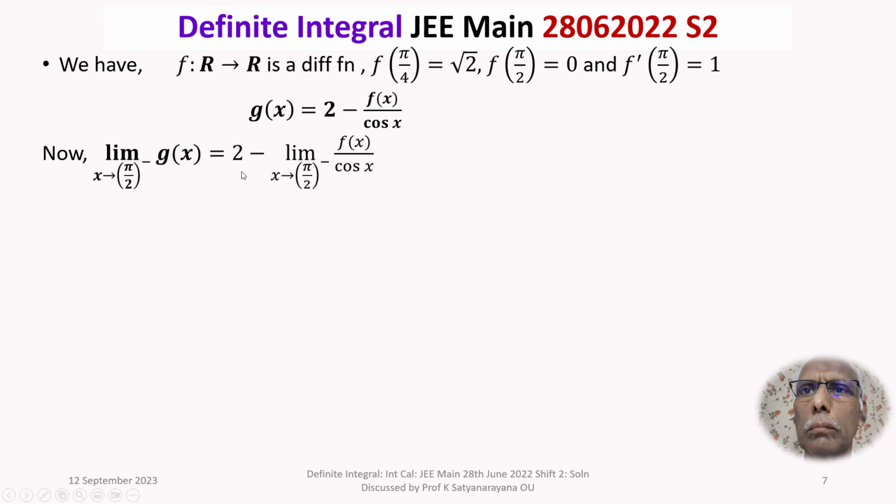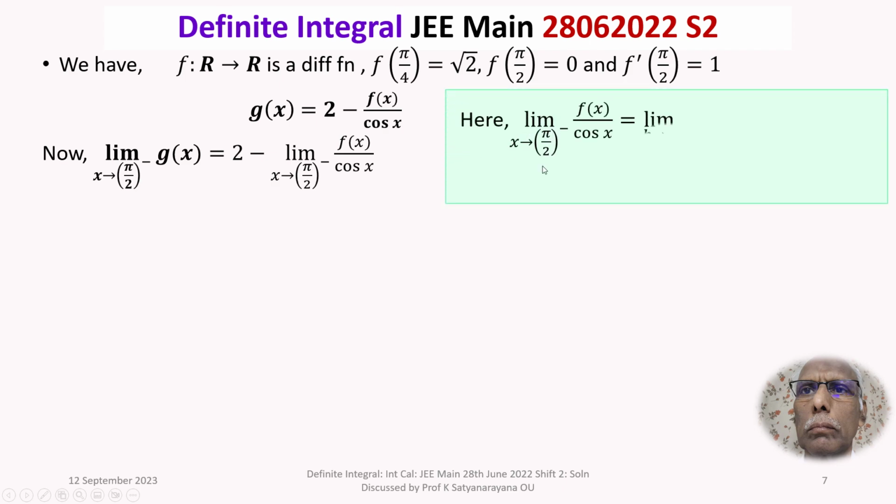Limit of 2 is 2 only, minus limit x tends to pi by 2 minus of f of x by cos x. Agreed. Now here, limit x tends to pi by 2 minus of f of x by cos x. So we take for x, pi by 2 minus h. So then we write limit h tends to 0, f of pi by 2 minus h by cos of pi by 2 minus h. For the left hand limits, we do like this.